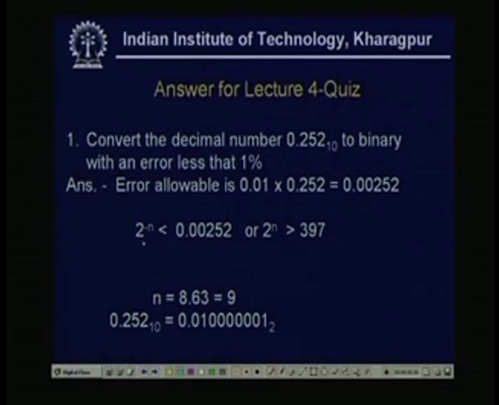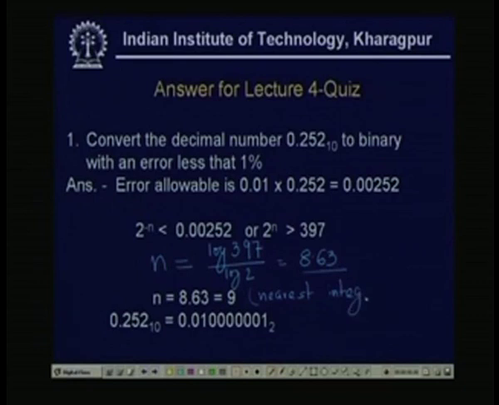So, 2 to the power minus n is less than 0.00252, that can be written as 2 to the power n greater than 397. So, from this expression we can get the n if I take the log on both sides, then it will be log of 397 divided by log 2, and this value is equal to 8.63. Now, as n is the number of bits, this should be some integer value, and that is why we are taking the nearest integer, which is 9.